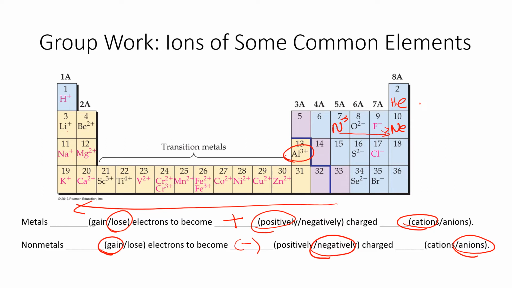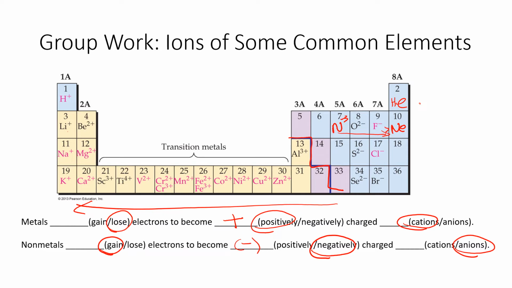Notice aluminum, guys. Why is aluminum +3? Do you see how it's to the left of the zigzag line? Because it is to the left of the zigzag line, you should automatically think, hey, that must be positive. And same idea here.